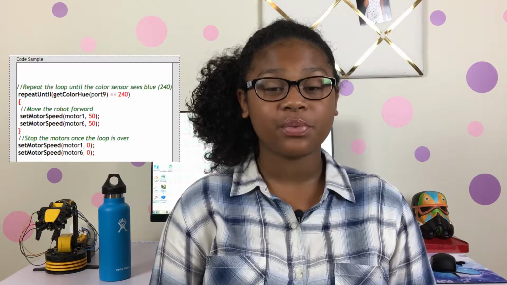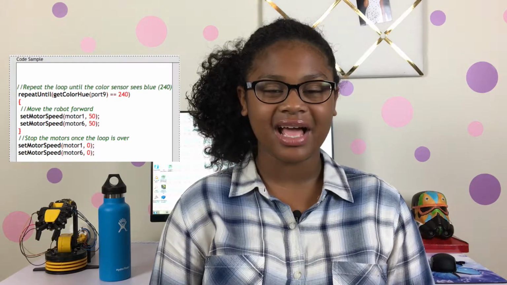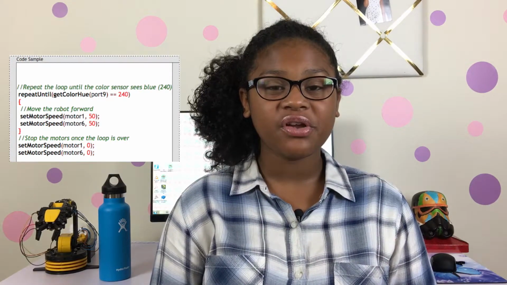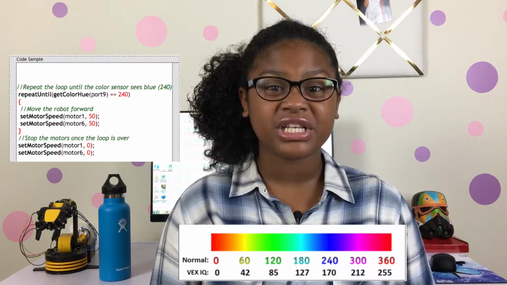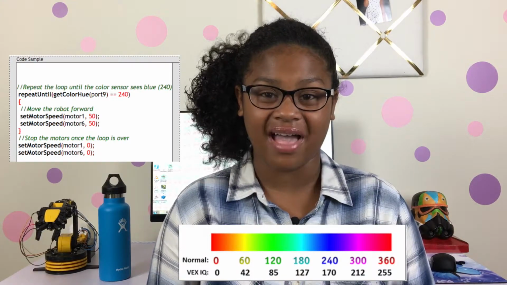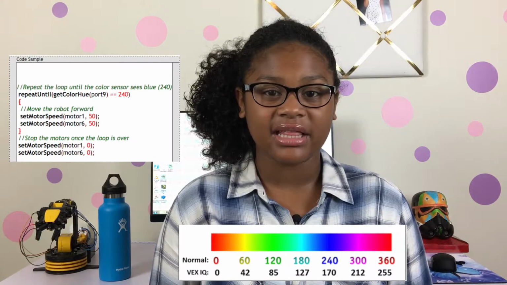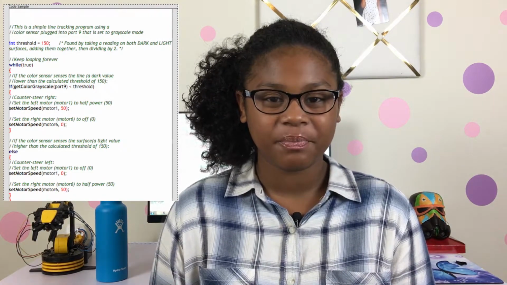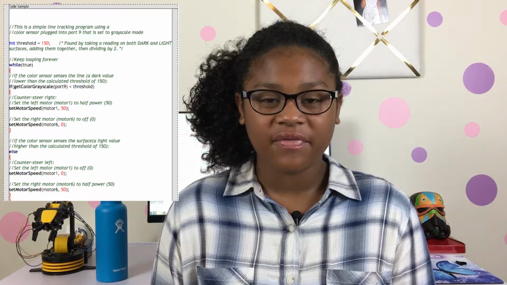The first command is the Get Color Hue command, which has one parameter, which is the port number to the color sensor. Its return value ranges from 0 all the way to 255. It's basically getting the color name based on the shade of an object. The second command is the Get Color Grayscale command, which has only one parameter, which is the port number to the color sensor. It returns the value of the color sensor and is mostly used for line tracking.